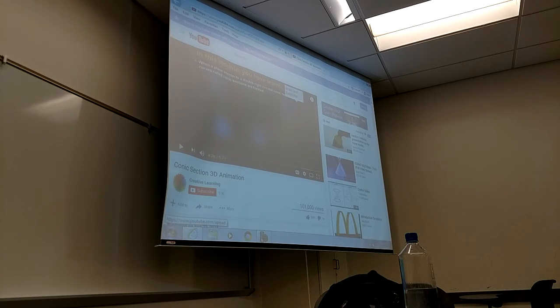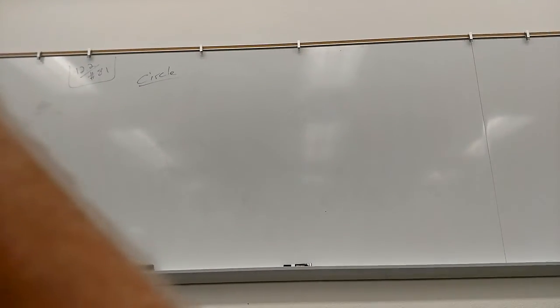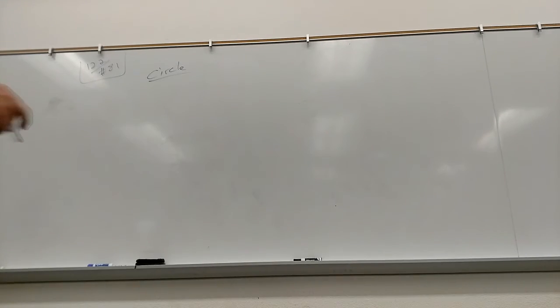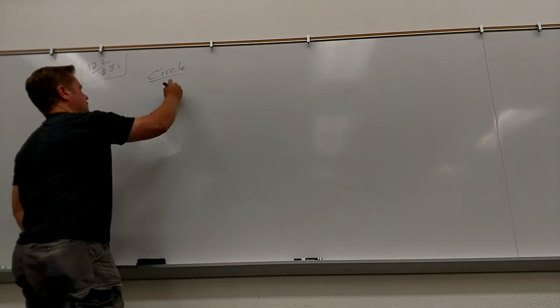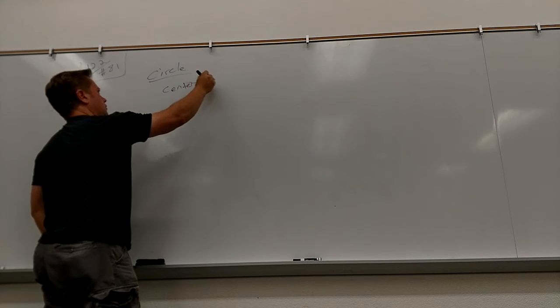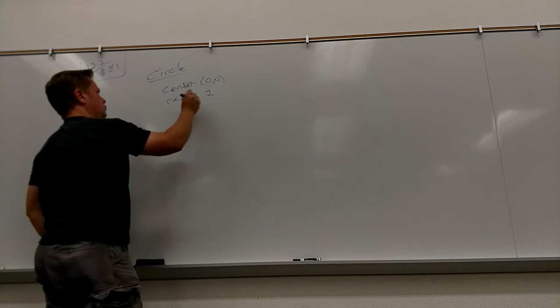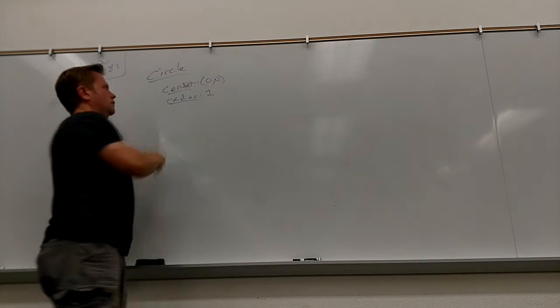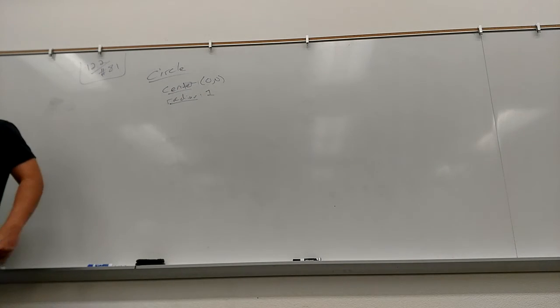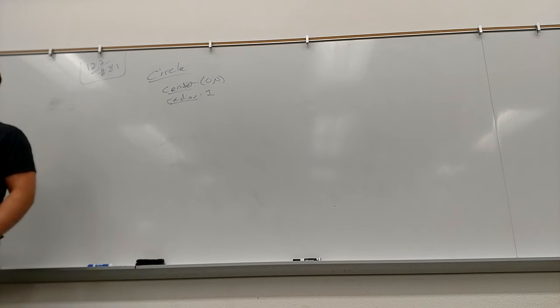Well, let's do this. Let's start with a really, really basic circle. Let's start with one as a center at 0, 0. And let's say the radius is 1. And let's figure out what its equation will be.